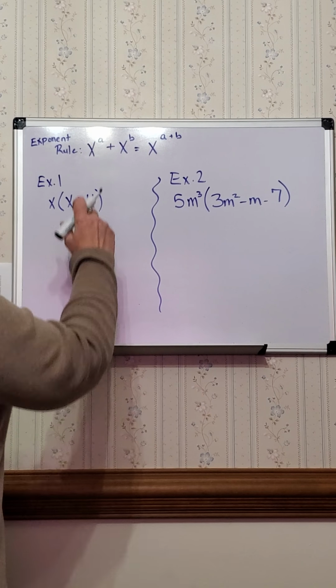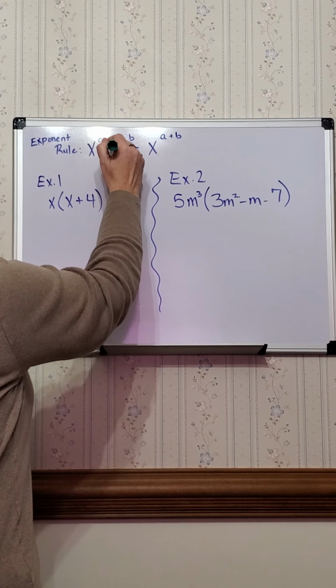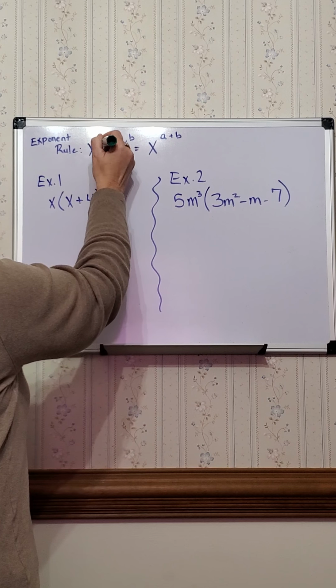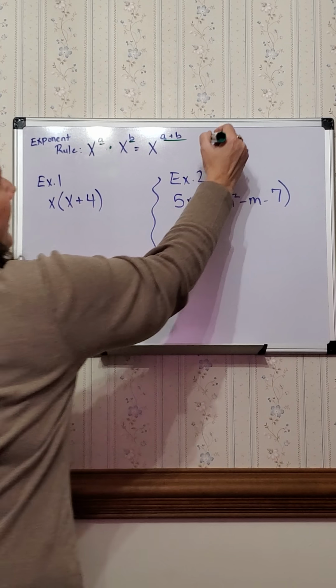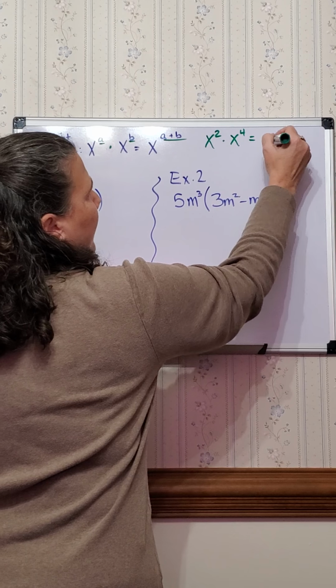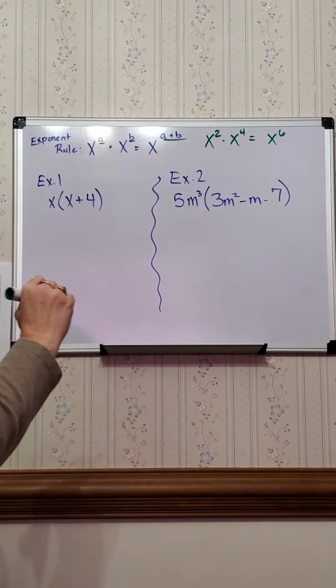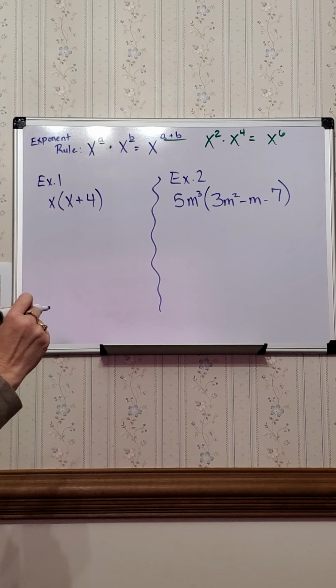Just want to remind you about our exponent rule. When we are multiplying exponents, we are adding those exponents. So if I have x squared times x to the fourth, that is going to give me x to the sixth power. So just remember our exponent rules as we continue through this lesson.